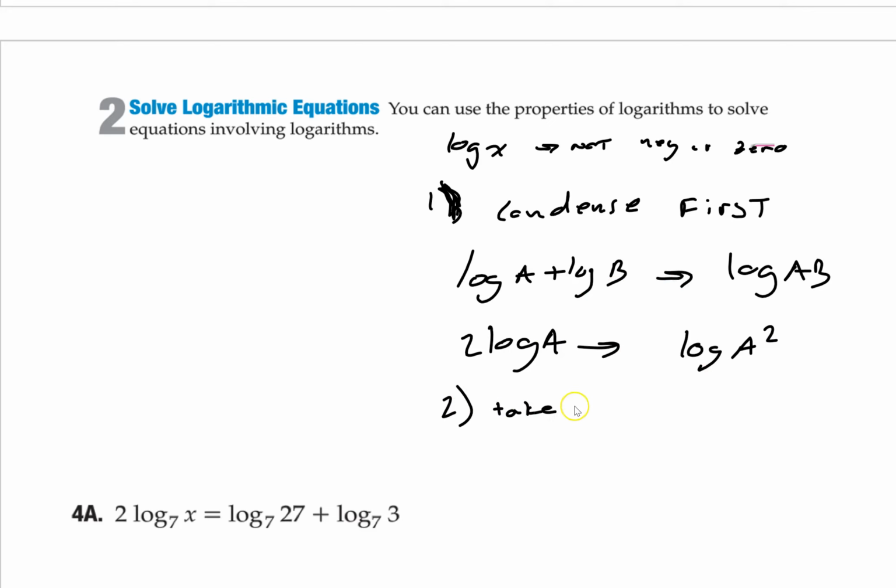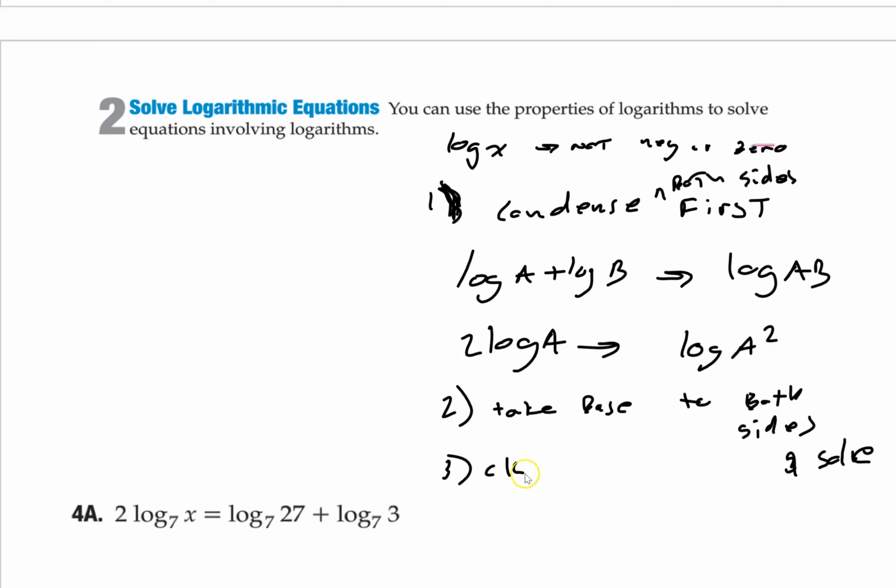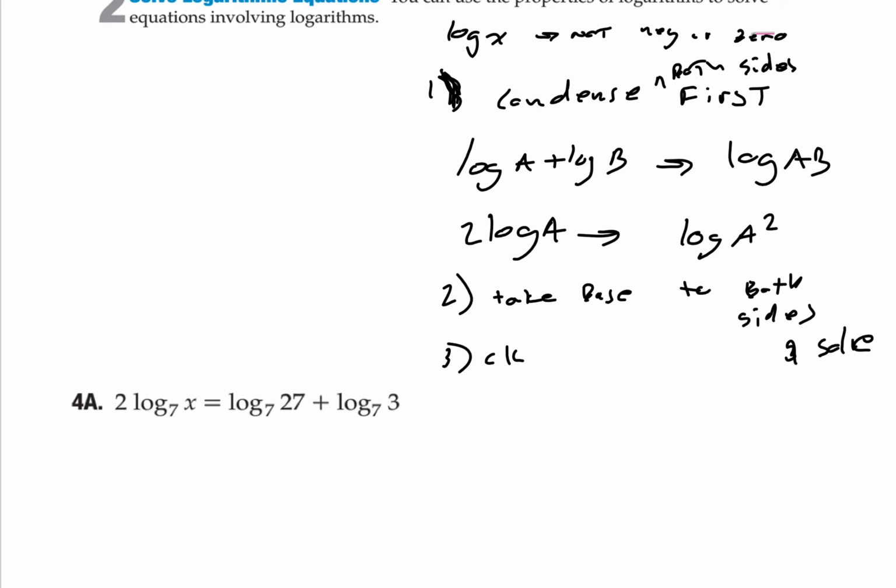Take the base of both sides. So condense, I should say condense both sides first. And then once you do that, you take the base to both sides and solve. And then 3, check your work. Make sure all the answers work. So that's the idea. So again, step 1, right here, hard to see: condense both sides first.